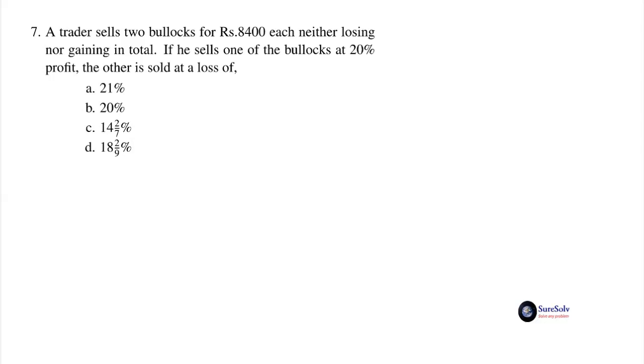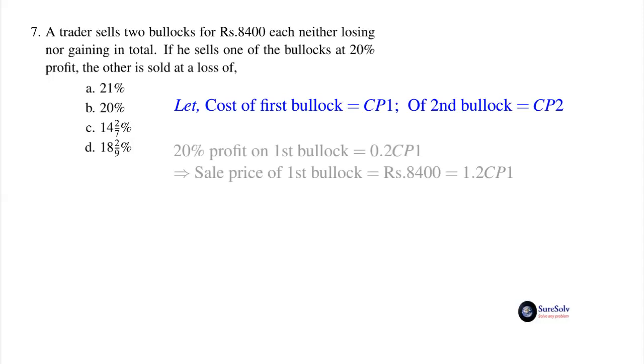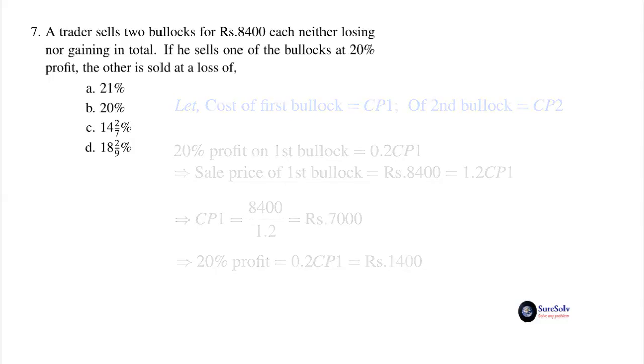Out of the two pairs of cost prices and sale prices, the two sale prices are the same at rupees 8,400. Let's assume cost price of one as CP1, for which 20% profit was made, and the other as CP2. So 8,400 equals 1.2 CP1, and you will get immediately the value of CP1 as rupees 7,000. The profit amount in this case is rupees 1,400.